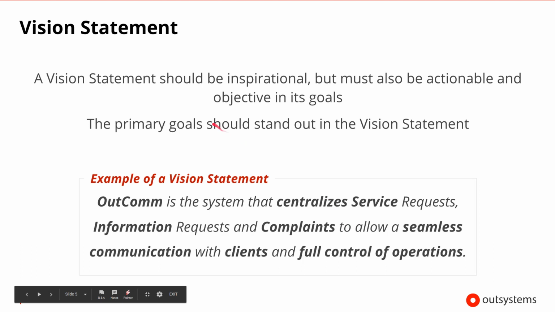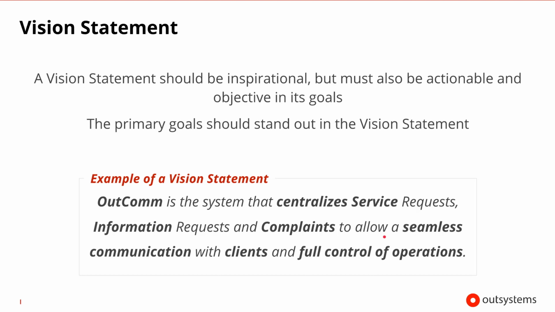A vision statement should be inspirational, but must also be actionable and have objectives in its goal. So here we can see an example. Outcom is the system that centralizes service requests, information requests, and complaints to allow a seamless communication with clients and full control of operations.